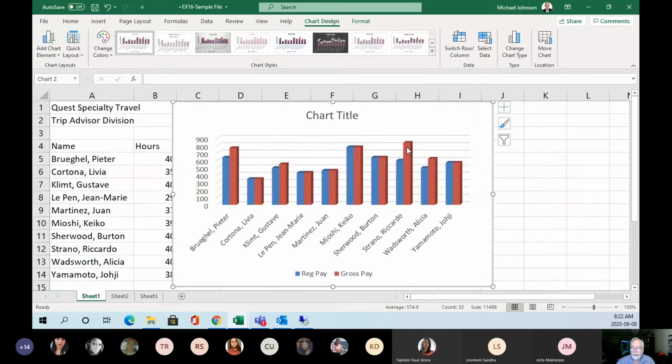In fact, I can even see who is getting the most money, which is this one here. Ricardo is actually getting the most. He's way up there around $800, a little over $800. And this one here is a little bit lower. This one here is very close to the regular pay. So regular pay and gross pay, probably no overtime whatsoever. And this actually gives us a graphical reference as to what the information will look like.